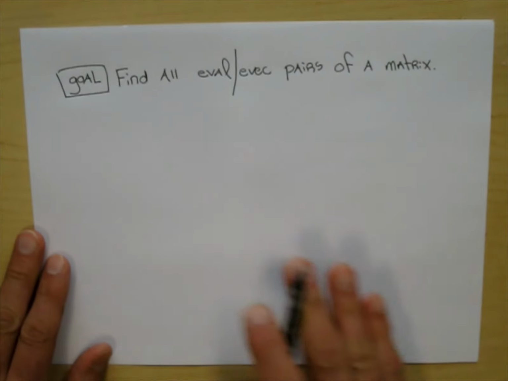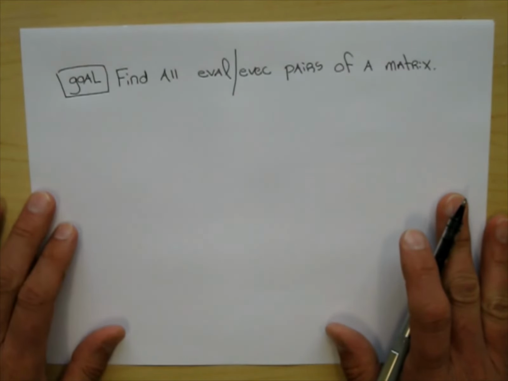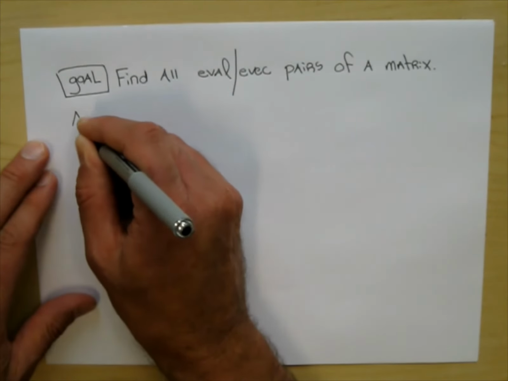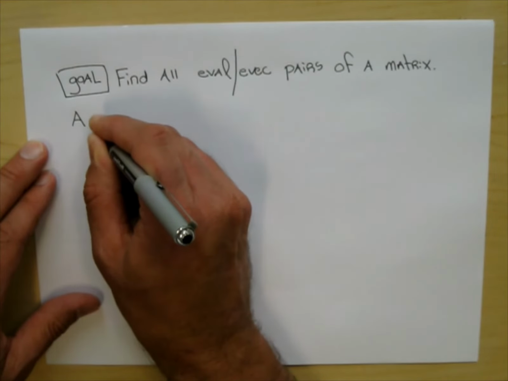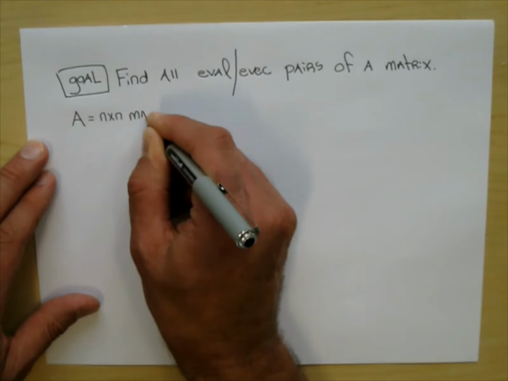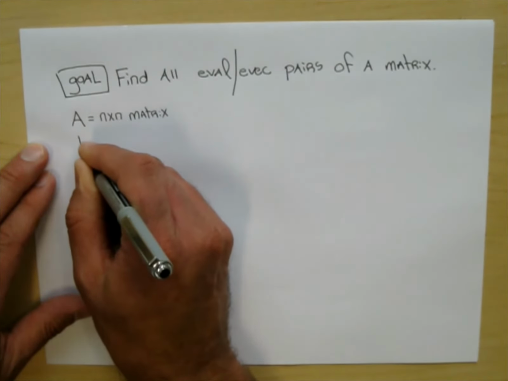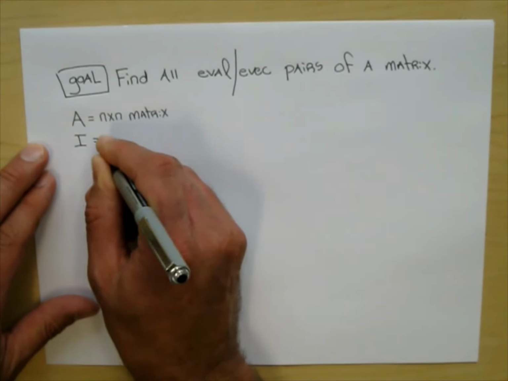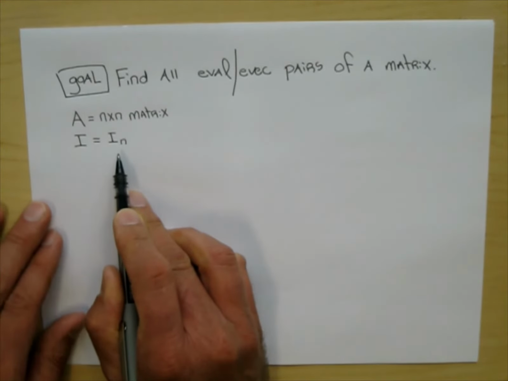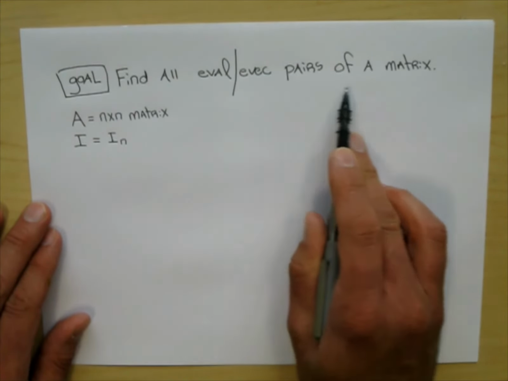And so I'm going to get a little theoretical here. And so here it goes. You might want to be sitting down when you see this. So I'm going to start off with a matrix, which is a square matrix. So let's call it an n by n matrix. And I'm going to let I be the identity for n by n matrices. So I'll just say I instead of I_n each time. And I'm trying to find all eigenvalue eigenvector pairs of a matrix.